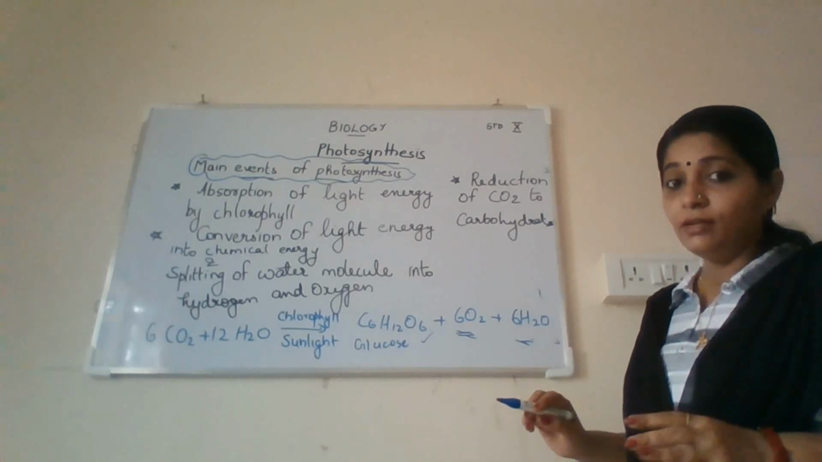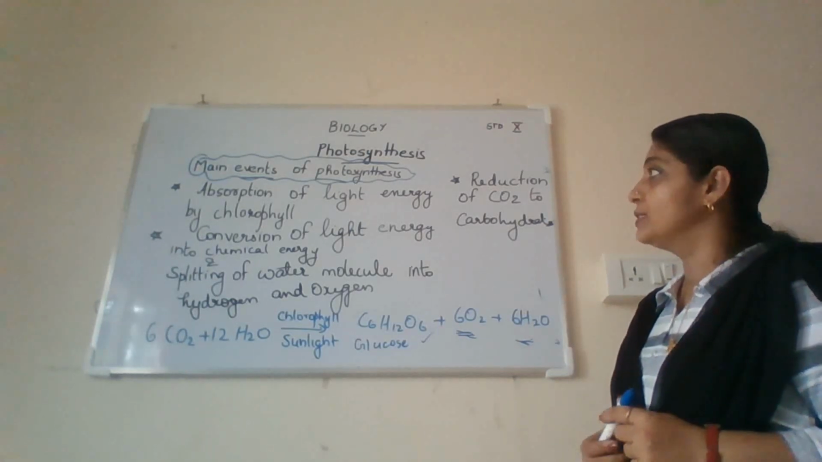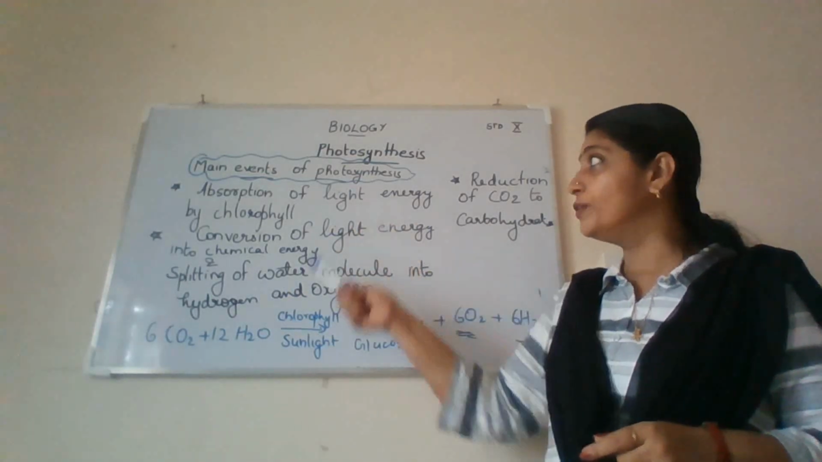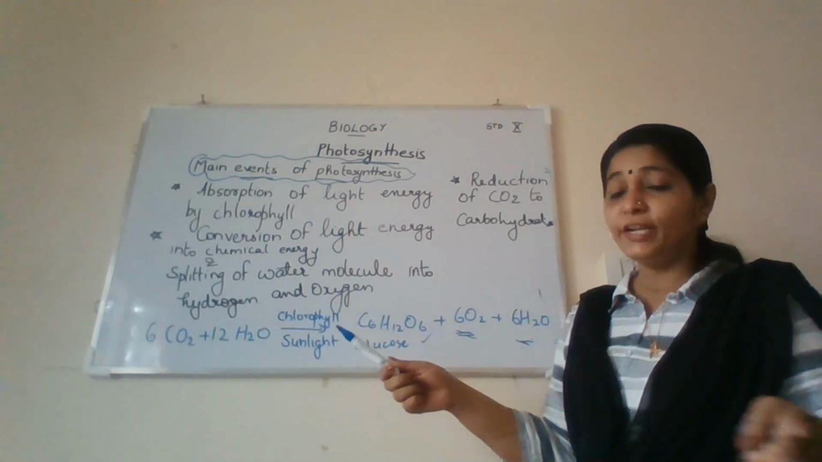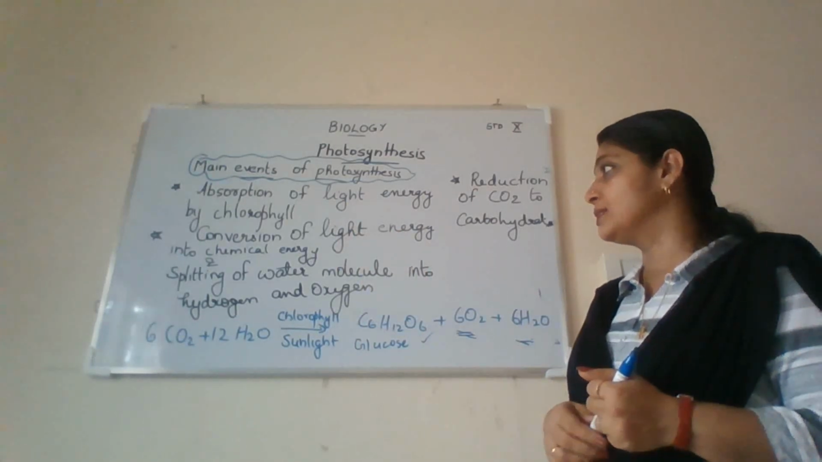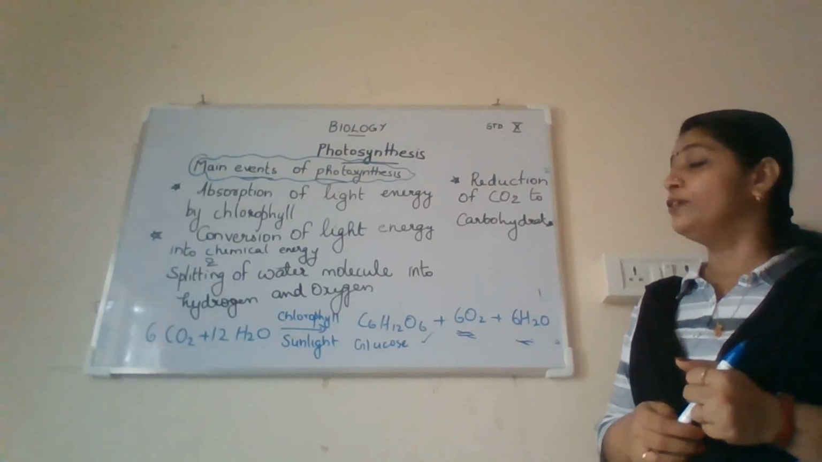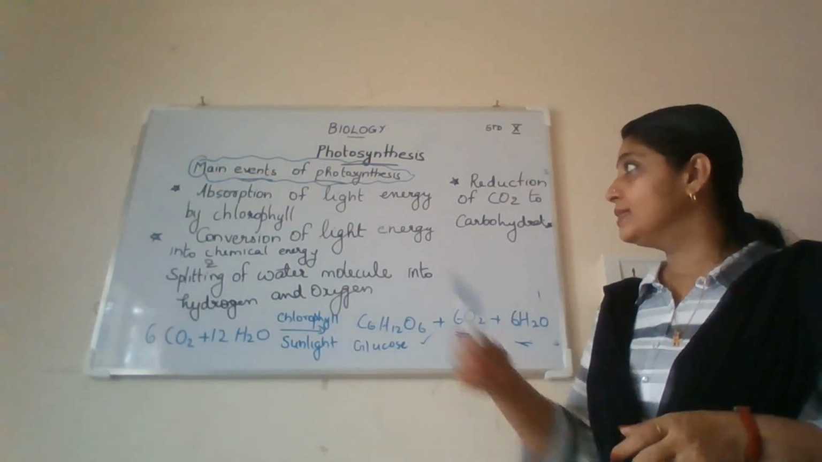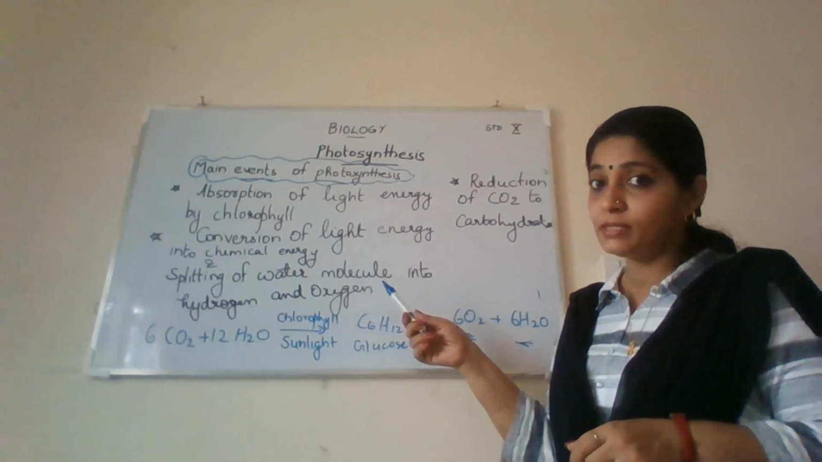So this is about the process of photosynthesis, and these steps involved in the process of photosynthesis need not take place in this correct order. It can happen in any order. We said these events need not take place in the correct order.